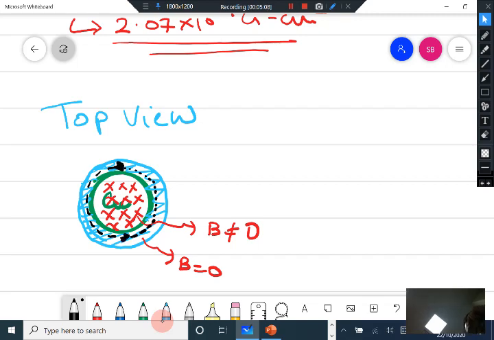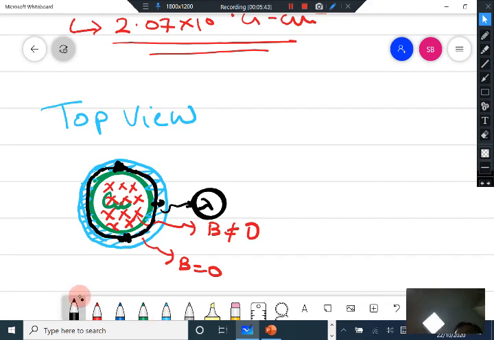Suppose the magnetic field is pointing out of the plane of this, then the current should be such that it will shield out. So this black region is the currents which are circulating in the superconducting region, and these currents will extend up to a distance lambda in the superconductor.